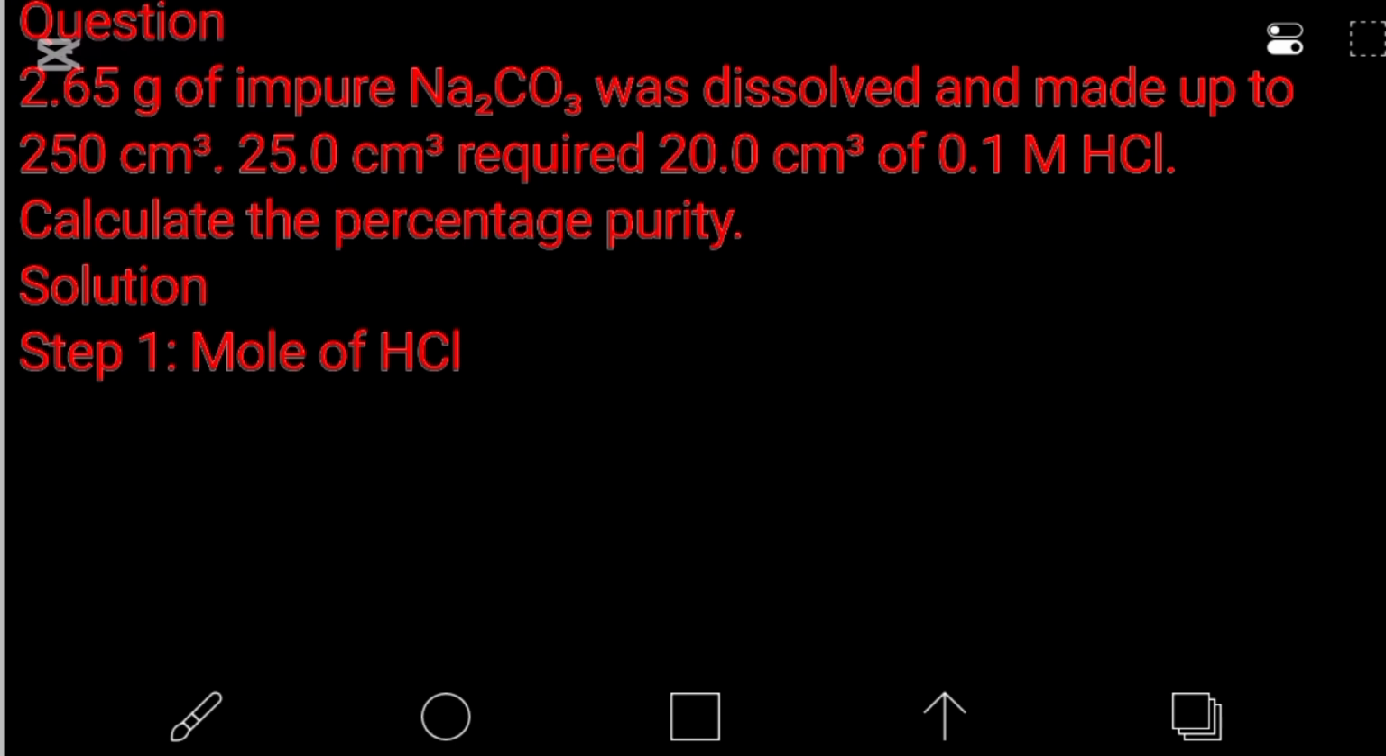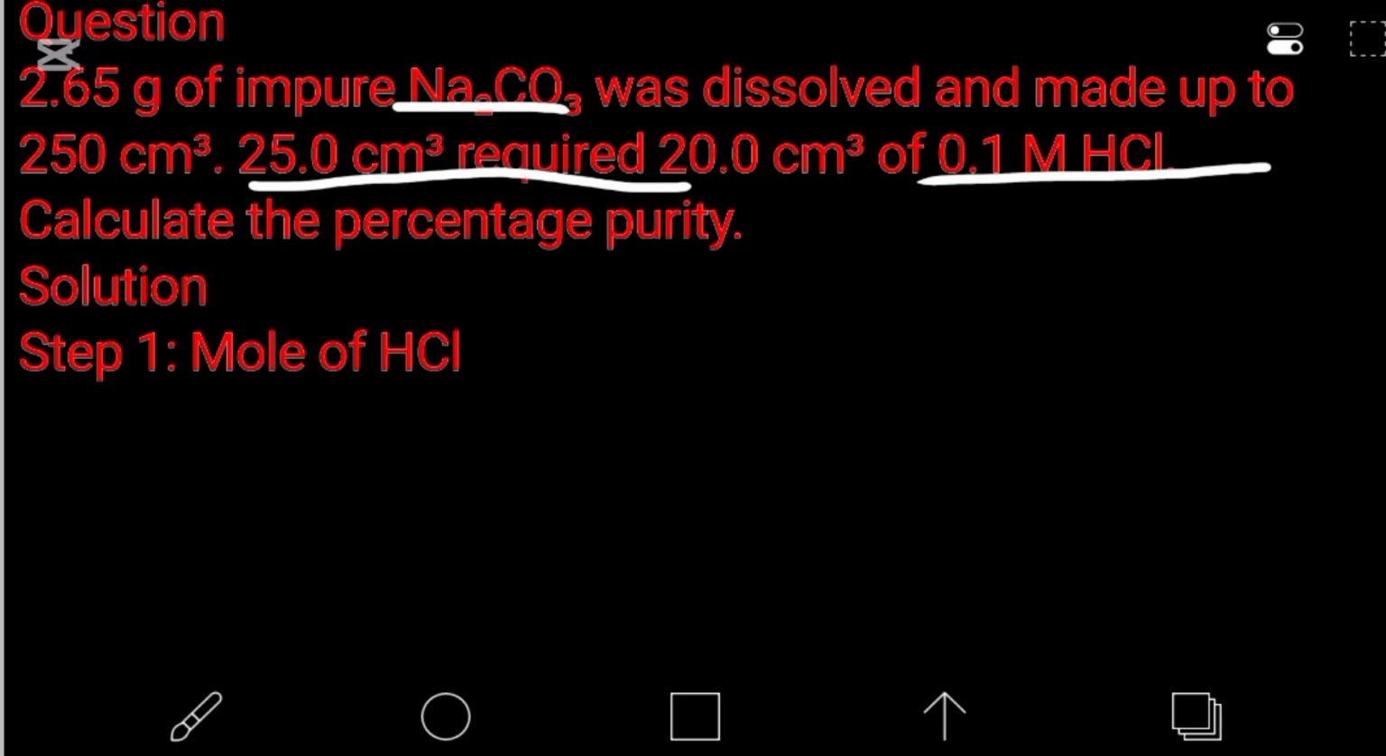2.6 grams of impure sodium carbonate was dissolved and made up to 250 cm3. 25 cm3 require 20 cm3 of 0.1 mole hydrogen chloride. Calculate the percentage purity. Now, what are we calculating? We are calculating the percentage purity of sodium carbonate.